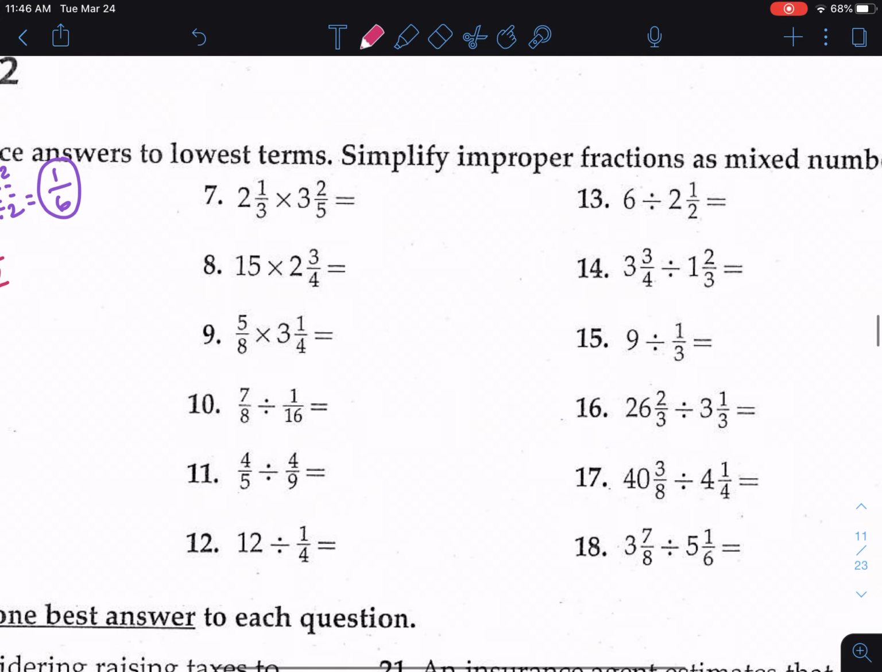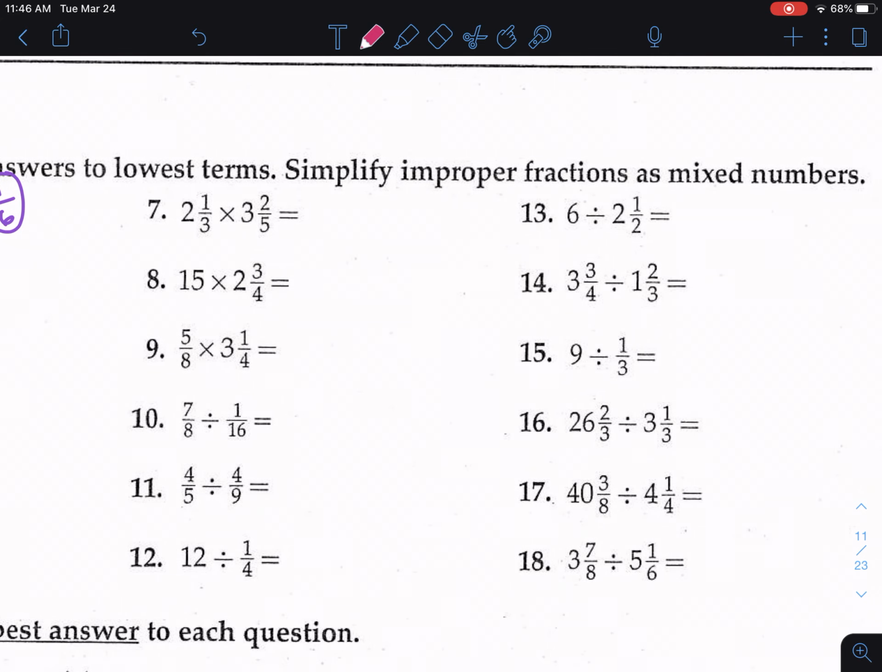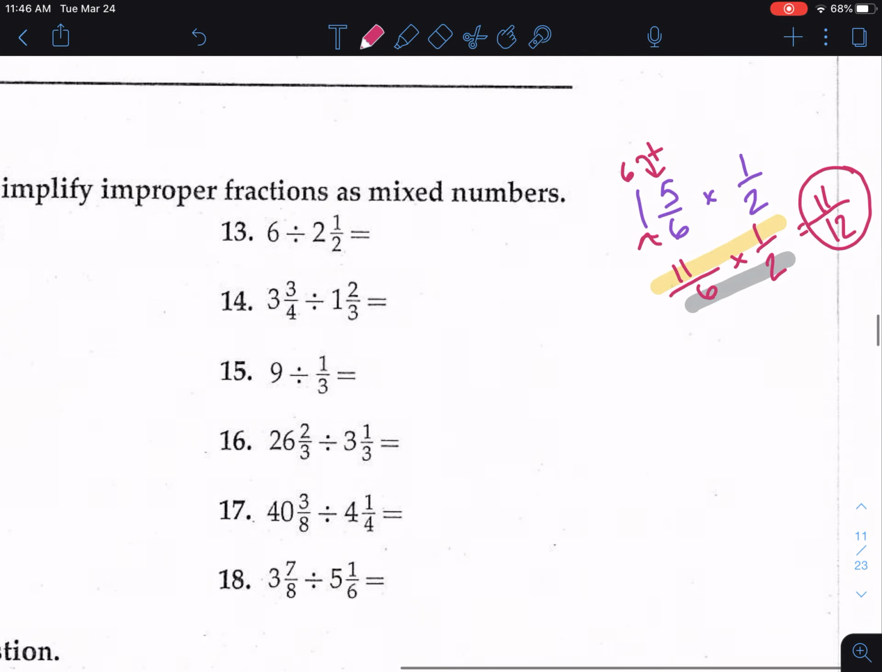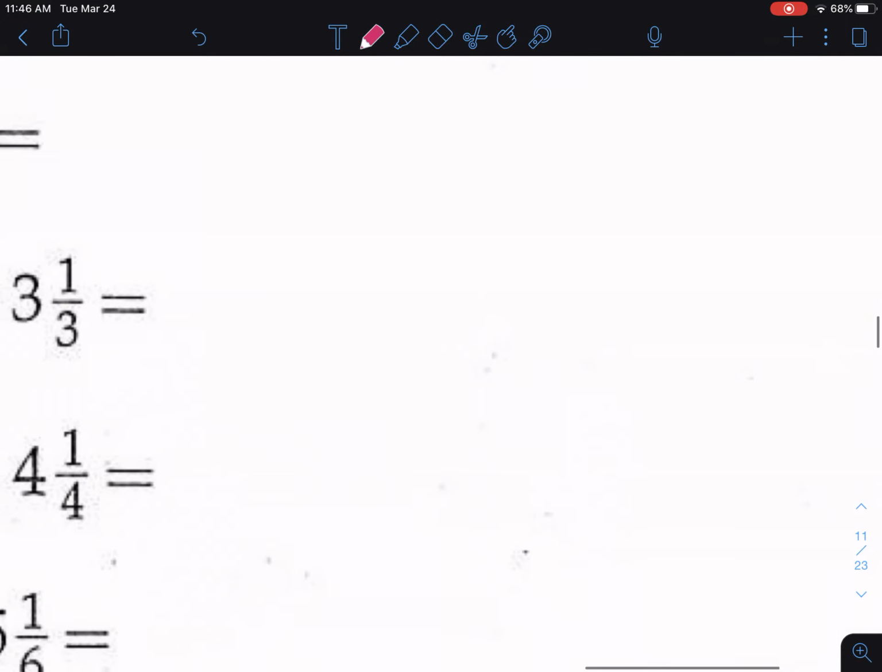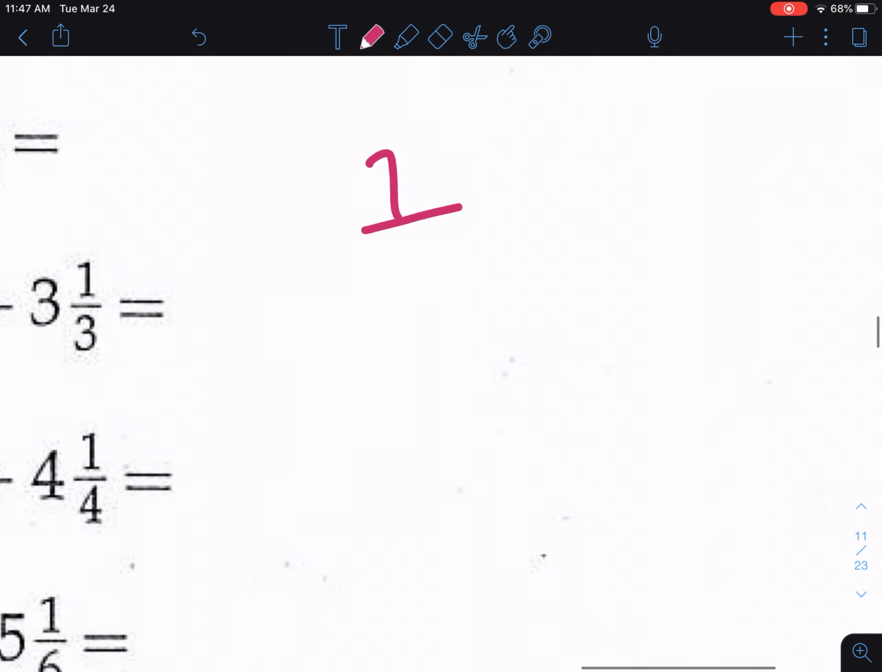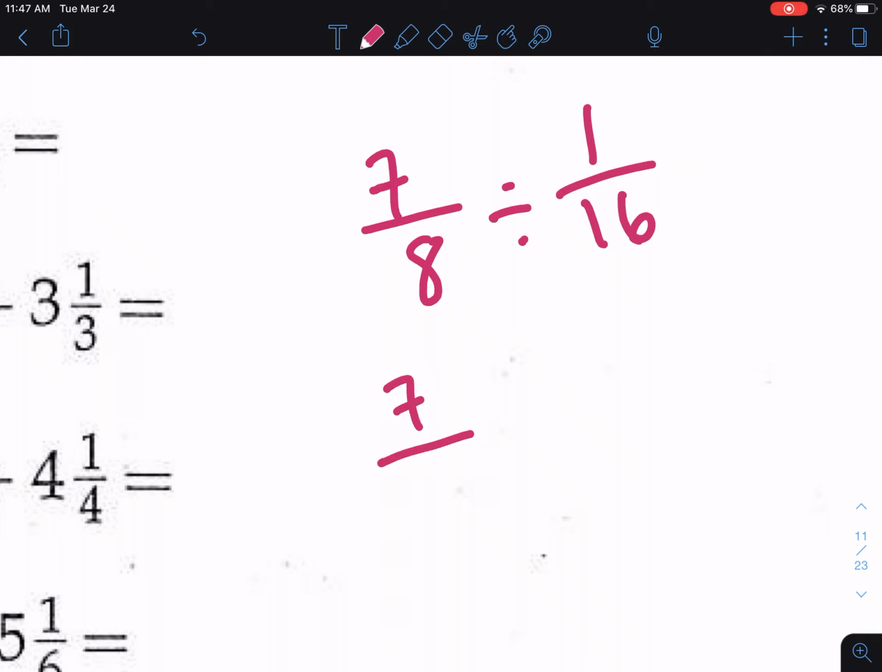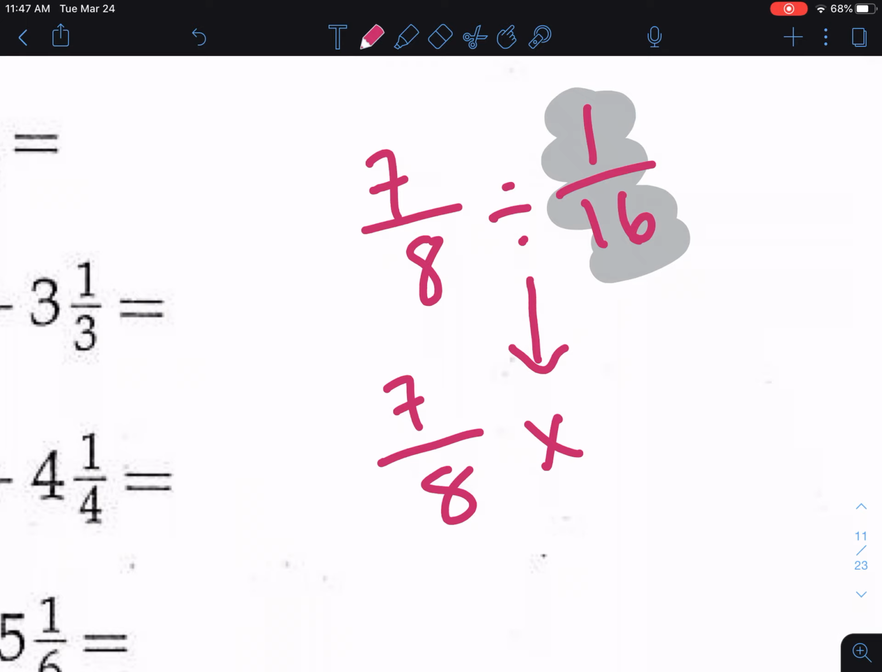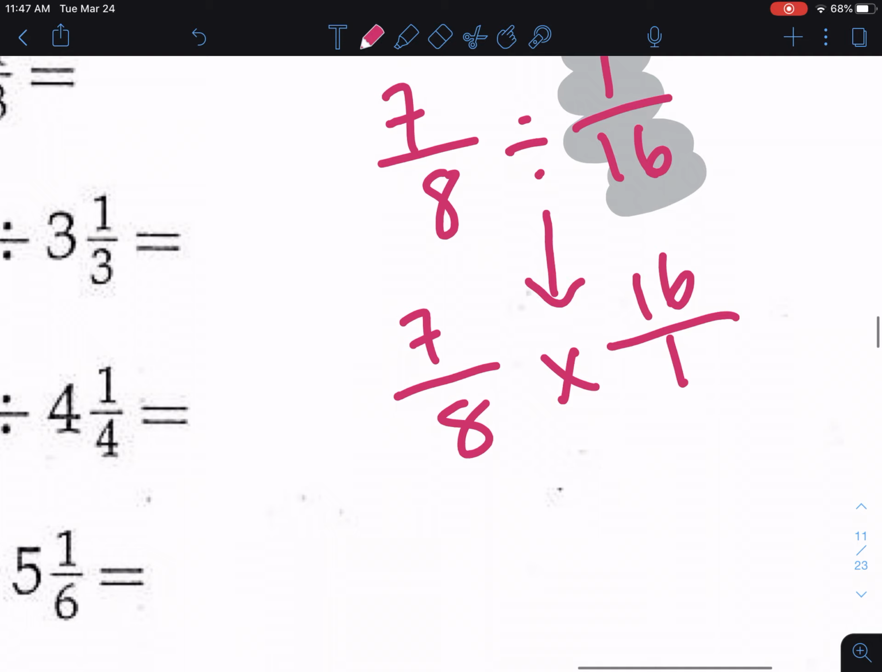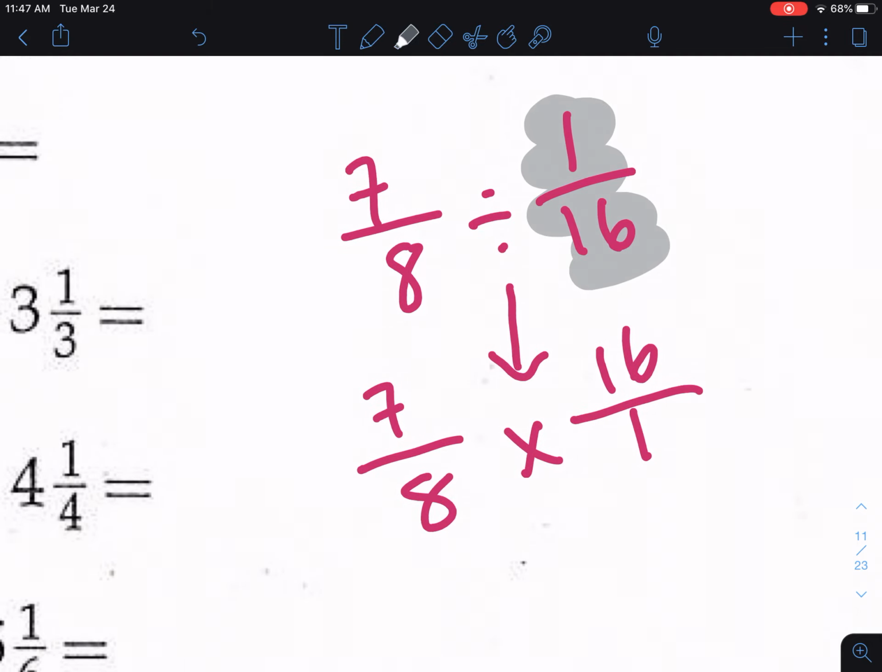Now I'm going to look at some division problems. I'm going to look at number 10 here first. So 7/8 divided by 1/16. I'm going to write it over here. 7/8 divided by 1/16. Remember, the first thing they said is you're going to leave your first number the same. We're going to change that to a multiply, and we're going to flip the second part of that after the division sign. So we're going to do 16 over 1. Okay? So that's what we did. That's inverting it, flipping it.